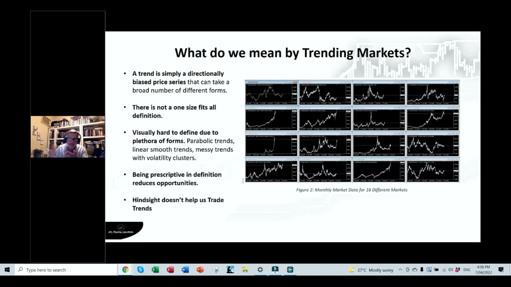And the last point is an obvious point. What is the point of defining trends anyway when hindsight doesn't really help us trade trends? We're always on that right-hand side of the chart, staring into the abyss of the uncertain future. Provided we've got a directional price series behind us showing that there is some directional price that's been taken by that historical market data, we're prepared to jump on board with our surfboards and ride that unknown swell of the future.